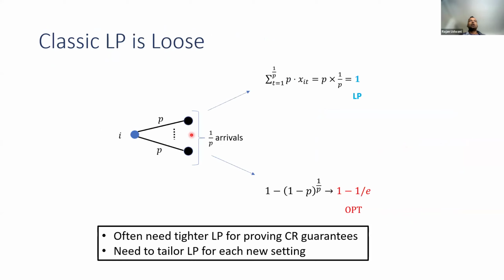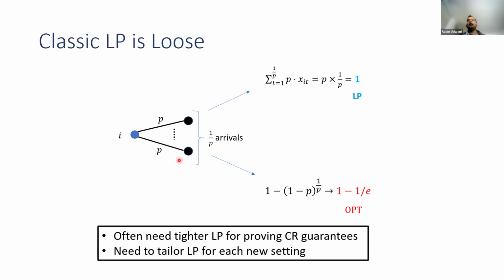Okay. So this kind of LP, it's not hard to see, is loose. So here's a simple example. I have one resource. I have a bunch of arrivals, 1 over p of them. Each has a success probability of p. Now, if I look at what the LP would get in this example, the LP will fractionally match each arrival, p fraction of it to the resource. So it ends up getting a total reward of 1. It matches up the whole resource in a fractional fluid way.